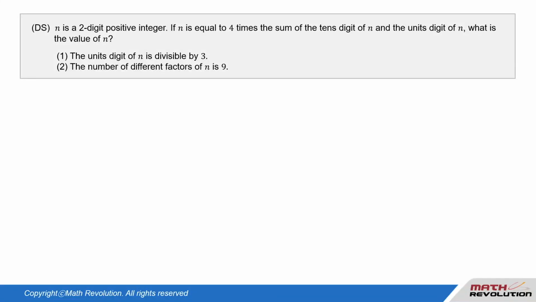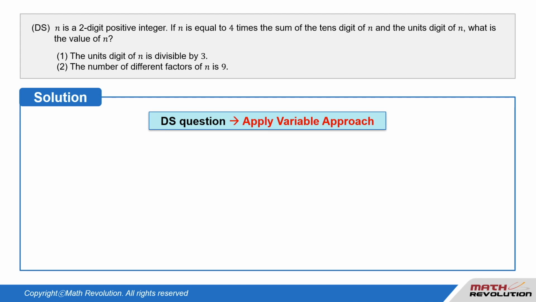Question. DS. N is a two-digit positive integer. If n is equal to 4 times the sum of the tens digit of n and the units digit of n, what is the value of n? Condition 1. The units digit of n is divisible by 3. Condition 2. The number of different factors of n is 9.